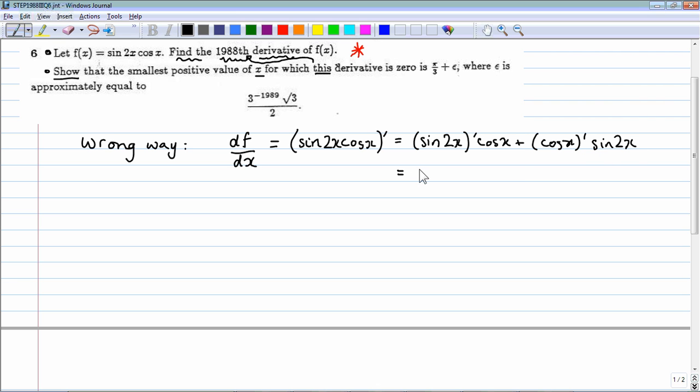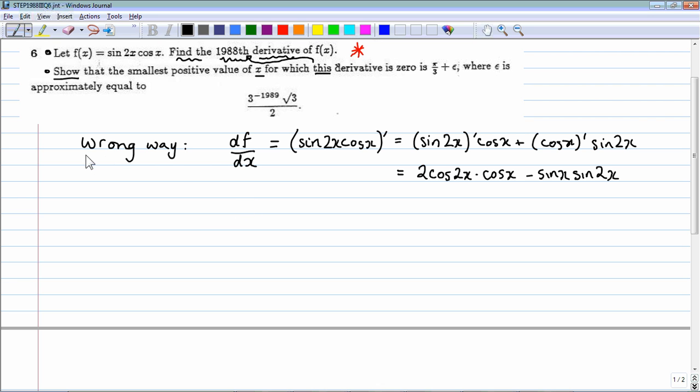It gives me 2 cos 2x, which is the derivative using the chain rule of this function, times cos x, minus sine x times sine 2x. Now of course that's the first derivative.